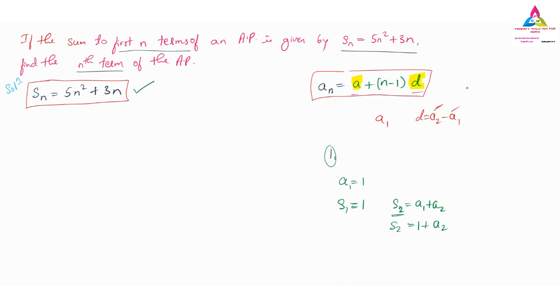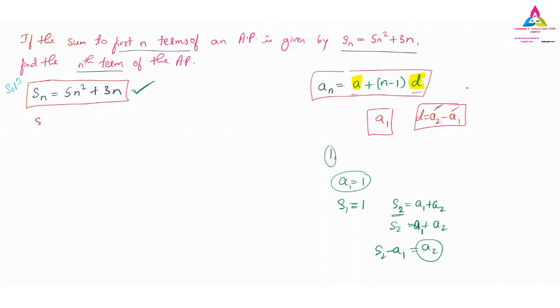So what will happen? If you want to find a2, that is nothing but s2 minus a1. So I can find a2, and I can also find a1 very easily using this formula. So let us use that formula to find a1 and a2, because a1 and a2 are needed to find the d value, and also to find the first value. So use this formula.